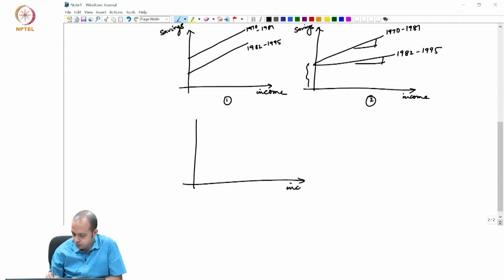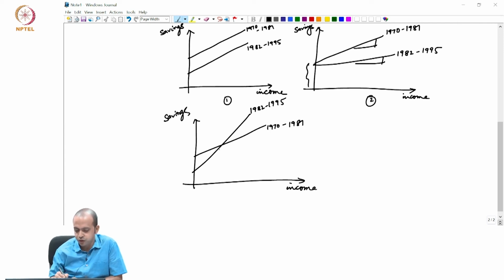And this is case 3, income and saving. So, it is 1970 to 1981, this is 1982 to 1995. So, in the post recession period both slope and intercept are different. This is case 3.